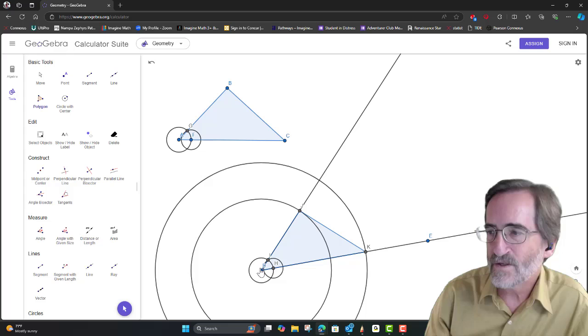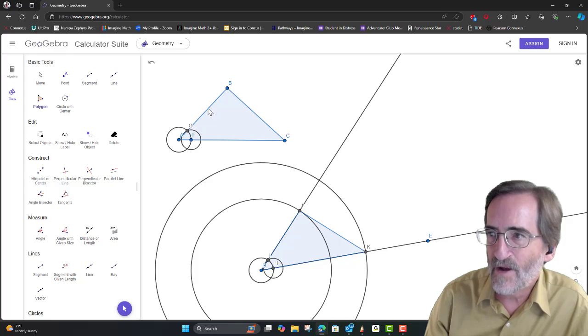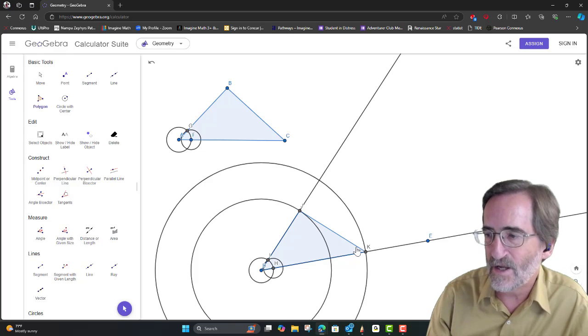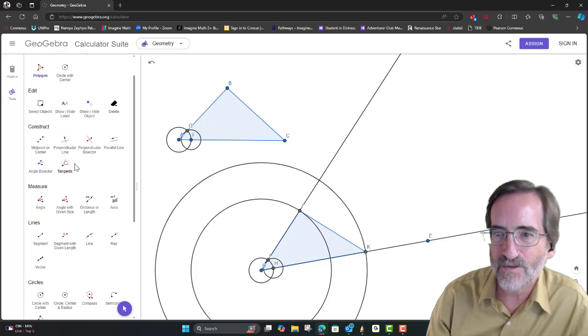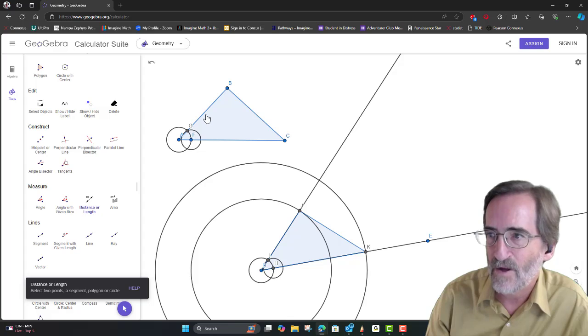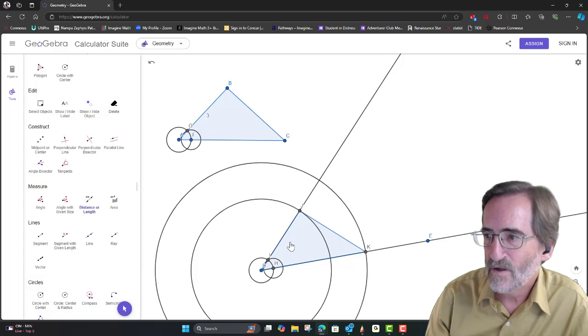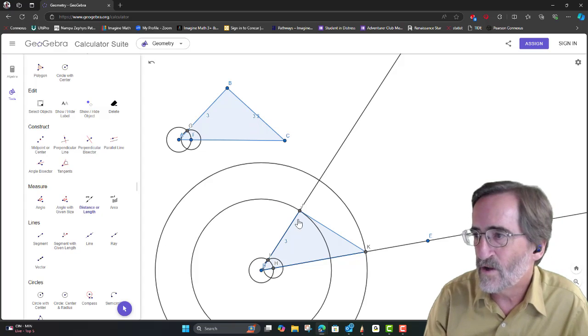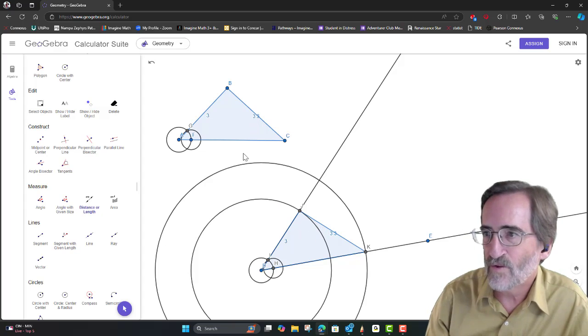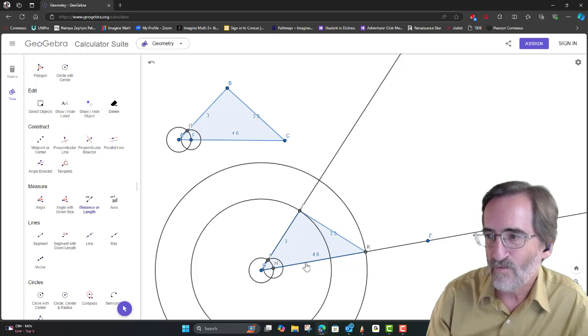And the question is, I constructed these to have the same angle D and A, and I constructed them to have the same sides AB and DJ, and the same sides AC and DK. Are the triangles congruent? So let's use our measurement tools to find out. Let's measure the sides and see if all the lengths are the same. AB is 3, DJ is 3, BC is 3.3, JK is 3.3, AC is 4.6, DK is 4.6.